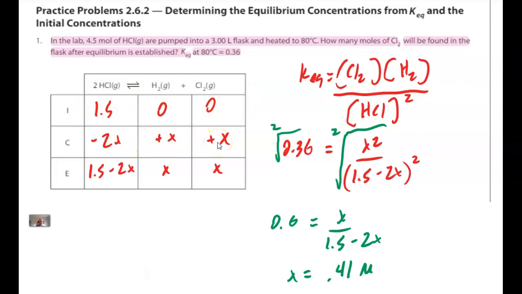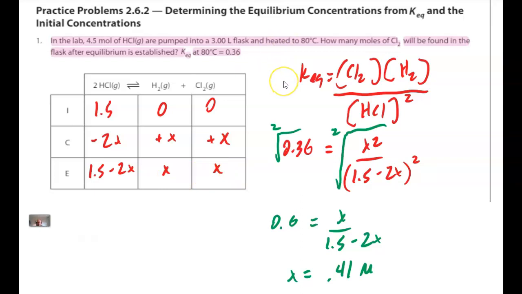Instead of going minus x for the HCl, I went minus 2x, so the other ones could be plus x. Just makes it a little bit easier algebraically to solve. But I could have had minus x in here, and plus 1/2, and plus 1/2. But I didn't. That means that HCl at equilibrium will be 1.5 minus 2x, and both H2 and Cl2 will be x at equilibrium, as 0 plus x is x for both.